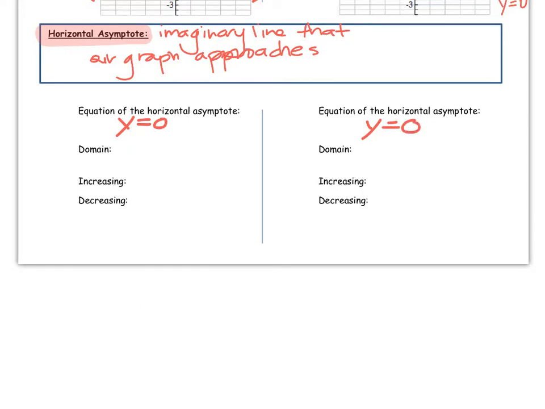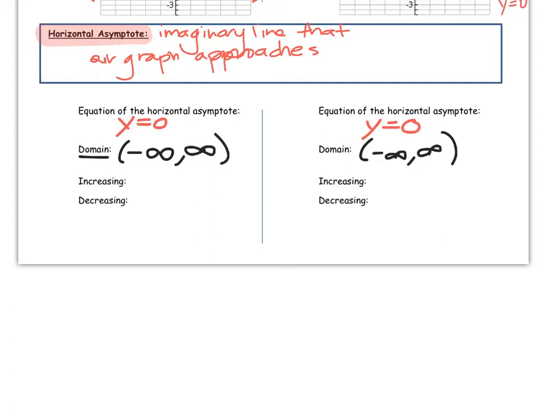Now we're going to talk about the domain of these graphs. And both of these graphs actually have the same domain. The domain is how much space our graph takes up from left to right. You could think about it as the start and the end. Our graph has arrows to the left and arrows up and to the right, which means it goes on forever in both directions. That means the domain is negative infinity to infinity. And the same exact thing goes for this graph. It goes on forever in both directions. Arrow, arrow. So our domain is negative infinity to infinity.